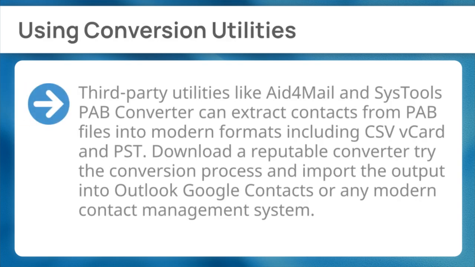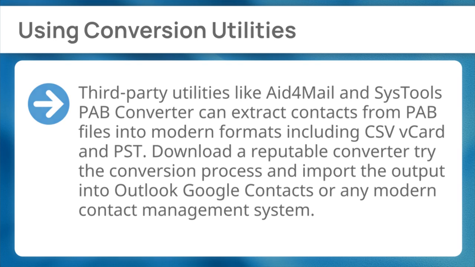Finally, using conversion utilities. Third-party utilities like Aid4Mail and SysTools PAB Converter can extract contacts from PAB files into modern formats, including CSV, vCard, and PST. Download a reputable converter, try the conversion process, and import the output into Outlook, Google Contacts, or any modern contact management system.